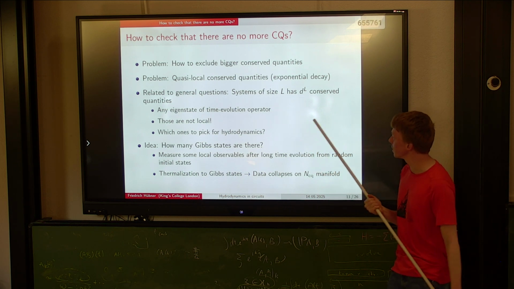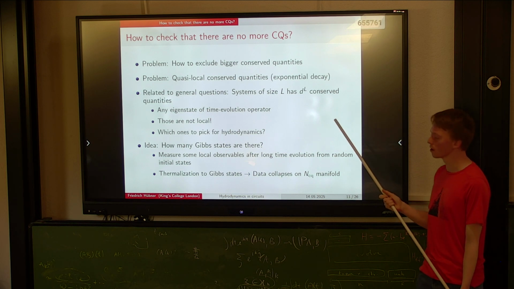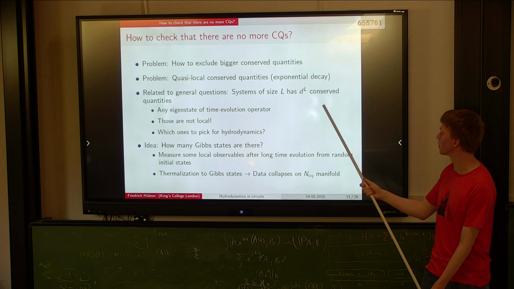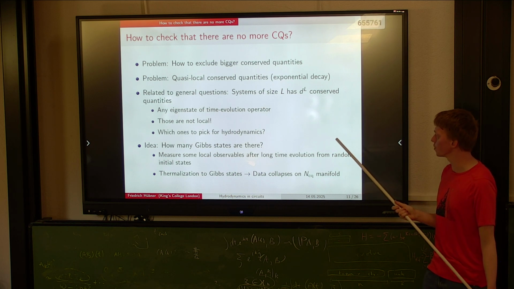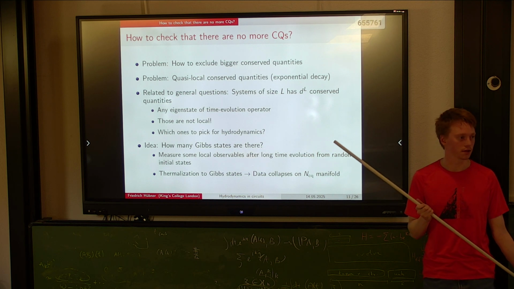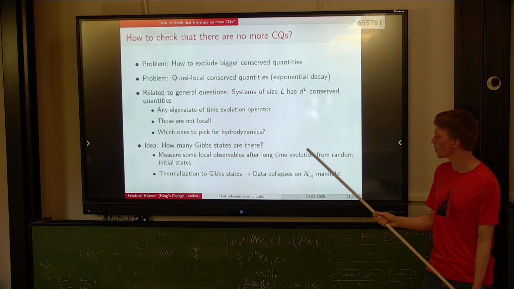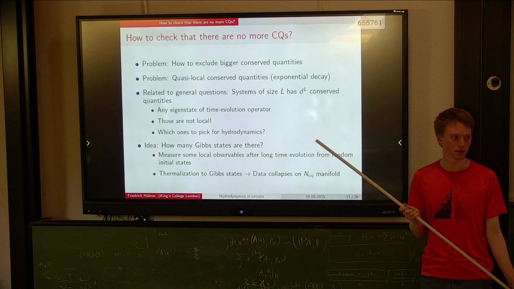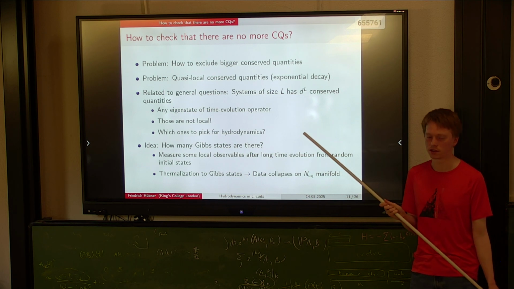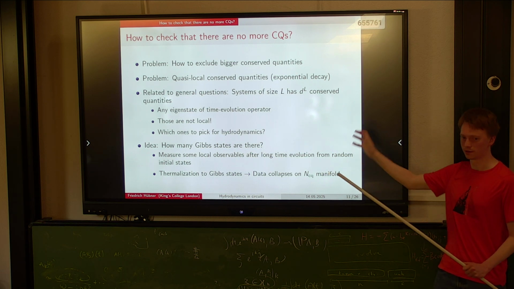And this is related to a more general question: if you have a system of size L, let's say a quantum spin chain, then it always has d to the L conserved quantities, namely any eigenstate of the time evolution operator, but most of those are obviously not local, and the question is which ones to pick for hydrodynamics. There is some theory for this, but our idea was to circumvent any of this theory construction.